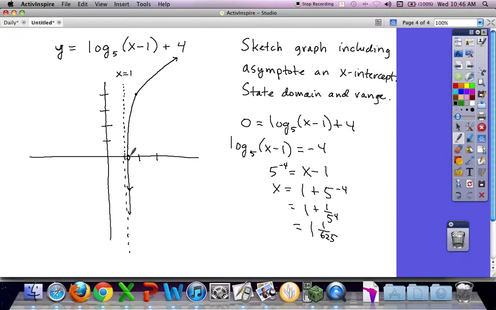than 1. Okay, the domain, right? The domain are the x values. The logarithm function generally has a domain of x greater than 0, but since we shifted it 1 to the right, our new domain is x is greater than 1. Right? The logarithm has a range of all real numbers, and shifting it 1 to the right and moving it up 4 still does not change the range. So we have all reals.